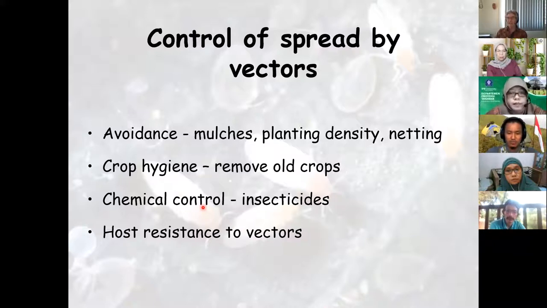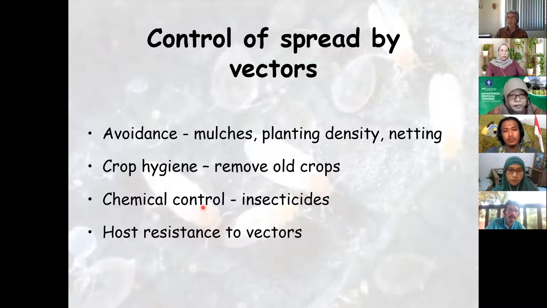Planting density can be important. Vectors are much more likely to land on isolated plants than a dense crop. They can see the soil around a plant and they recognize that as a plant far more easily. If it's a very thick planting with no soil, the vectors are much less likely to land on those plants.